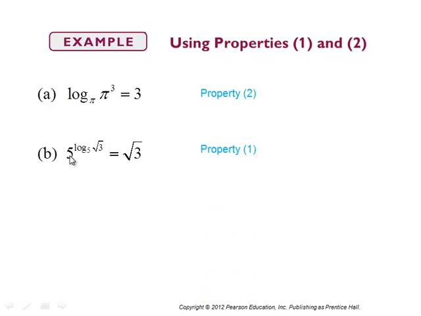And 5 raised to the log base 5 of square root of 3 is square root of 3. Again, you're composing the exponential with the logarithm of square root of 3. Natural log of e to the 0.35t is just the same as 0.35t.